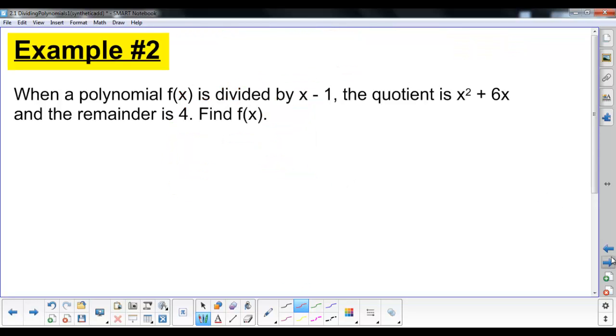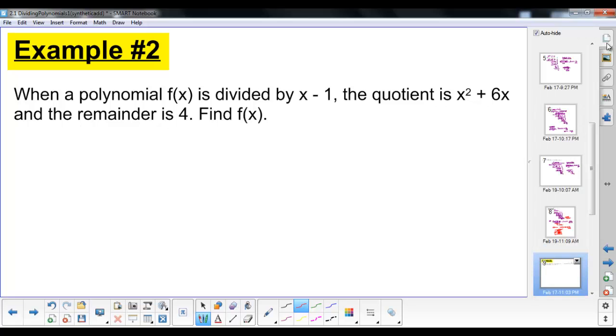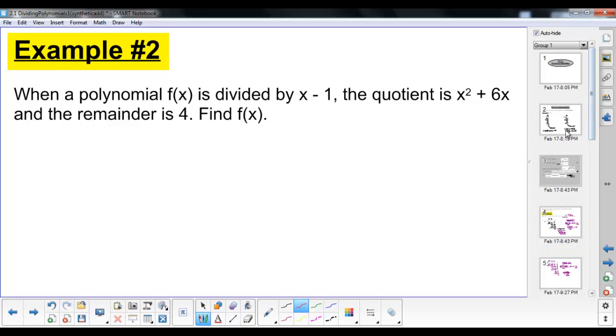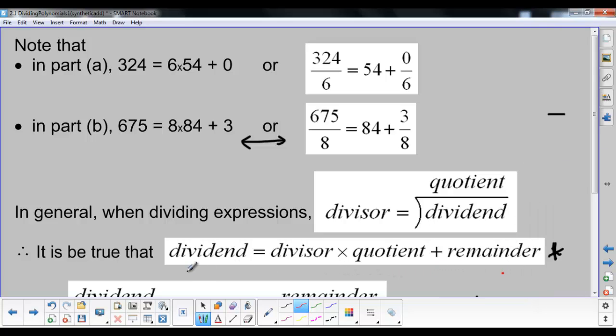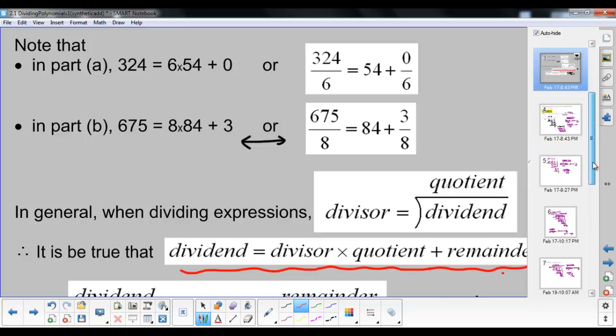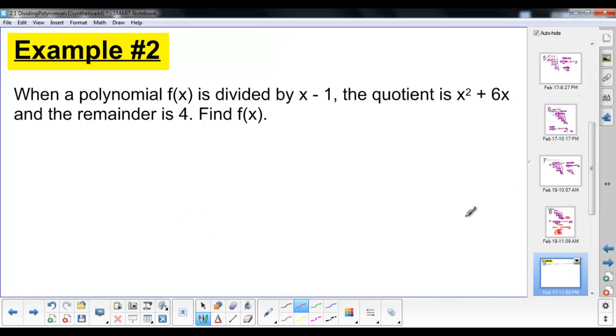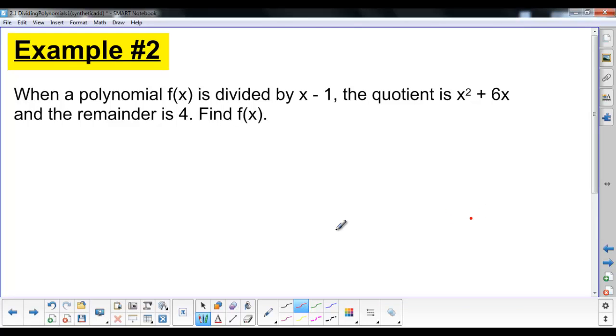Okay, we'll move on to example 2 now, where if we take a look at the first page, not the quotient form, but this form right here, this is when this comes in handy. So let's go over the question. Question says, when a polynomial is divided by x minus 1, the quotient is x squared plus 6, and the remainder is 4. So we want to find this polynomial f of x.